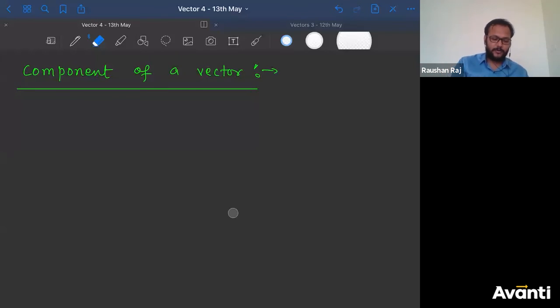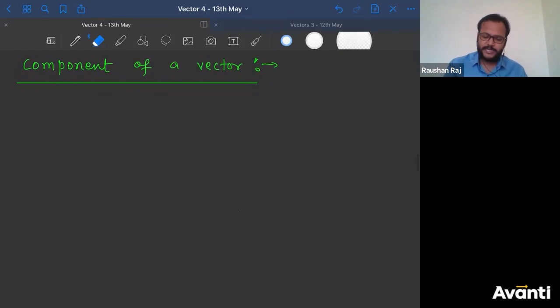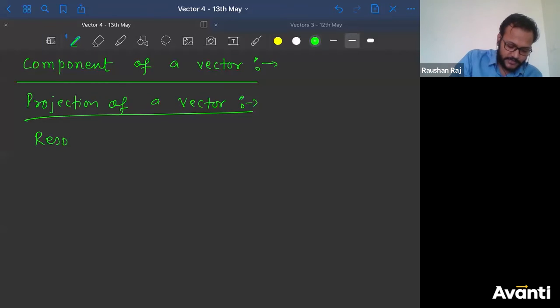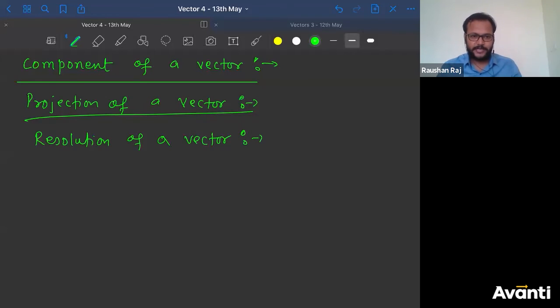चलो, now आगे बढ़ेंगे हम लोग component of a vector. कैसे, क्या meaning क्या है component of a vector का? बहुत आसान meaning है सर. इसको हम लोग projection भी कहते हैं. So projection of a vector. Or we can also write this as resolution of a vector. However, थोड़ा सा अलग meaning है, but अभी के लिए समझ लो ये resolution of a vector. तीनों का almost similar meaning है.